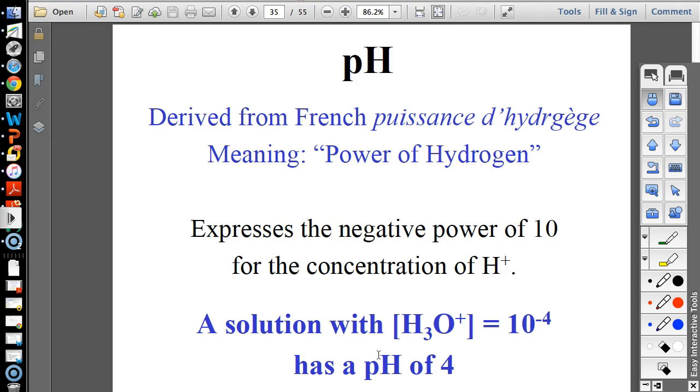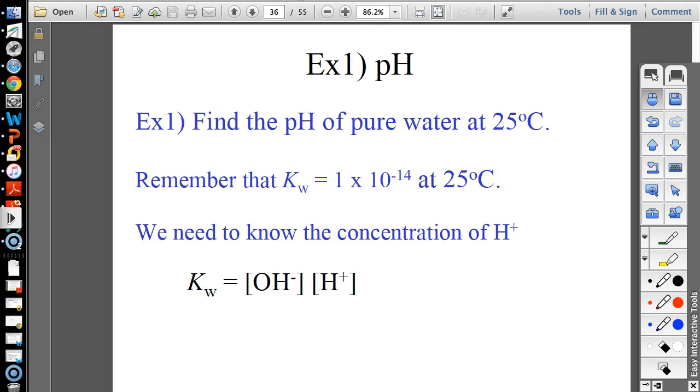And so if I have something right here, this was your warm-up. If my hydrogen concentration is 10 to the -4th, then your pH is 4. You're going to have to be able to do that in your head, but I don't think that's a problem. Hopefully. Anyway, so the pH of pure water at 25 degrees. So if the Kw is 1 times 10 to the -14th, you're going to need to know the concentrations of both those. Can you see how this is x squared if they're equal?